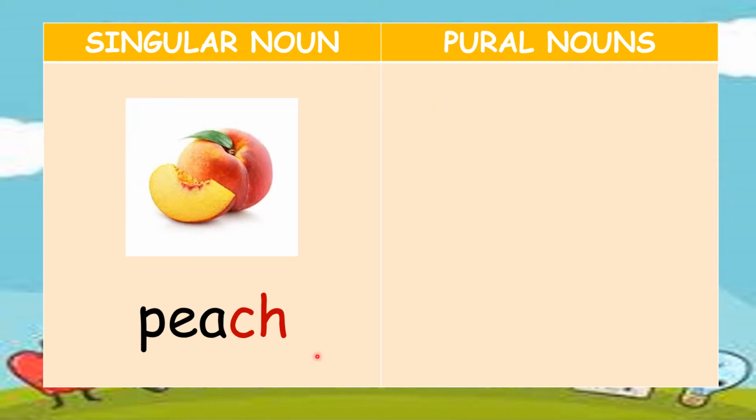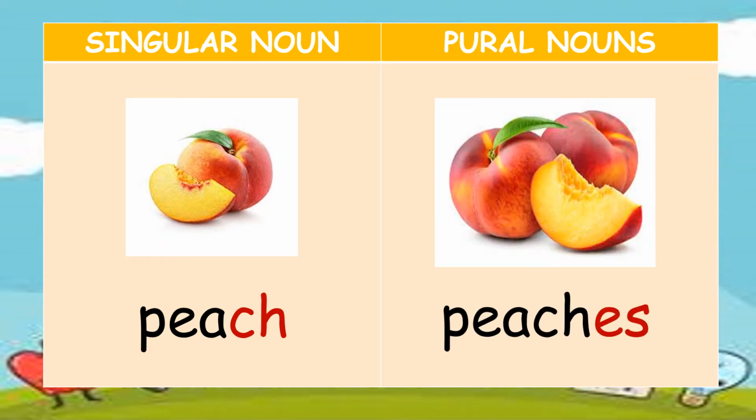This is a peach. Peach ends with CH. To form the plural, you have to add ES. So peach will become peaches. This is a peach. These are peaches.